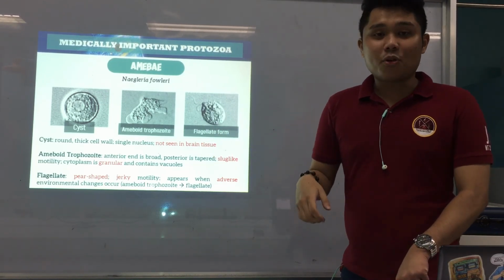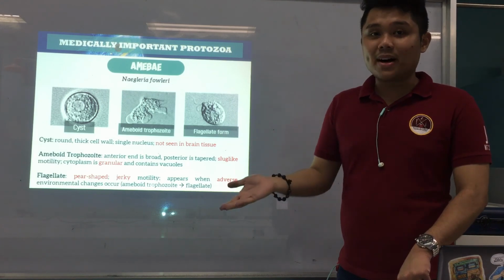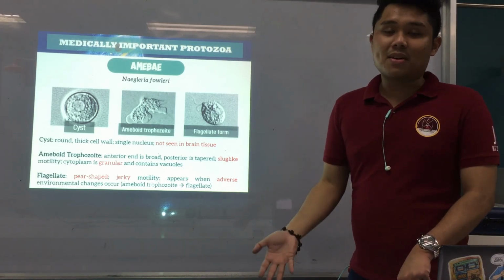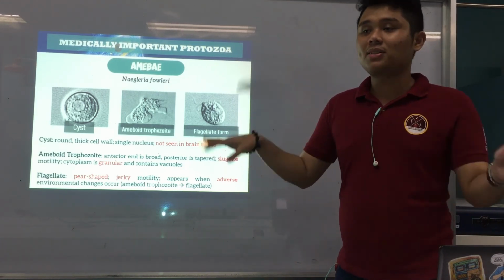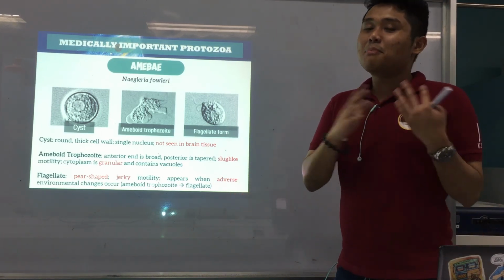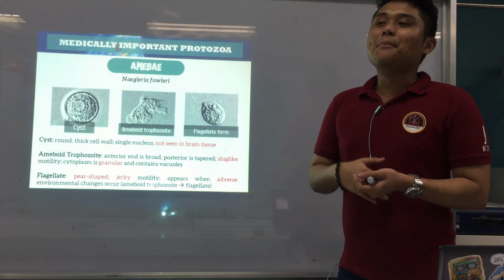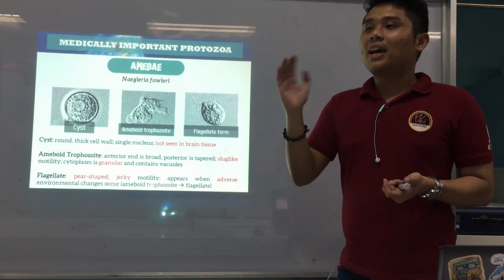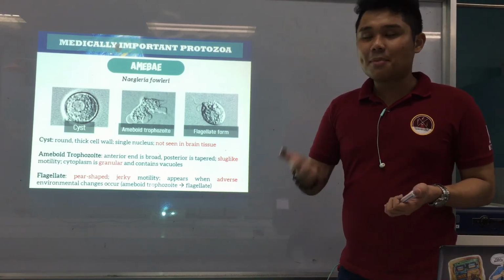Actually, your Naegleria fowleri is known as a free-living amoeba or an opportunistic amoeba. When you say free-living amoeba, under normal circumstances, it just lives there in the environment, peacefully. But when it is introduced to the body, it can become deadly, can become pathogenic.